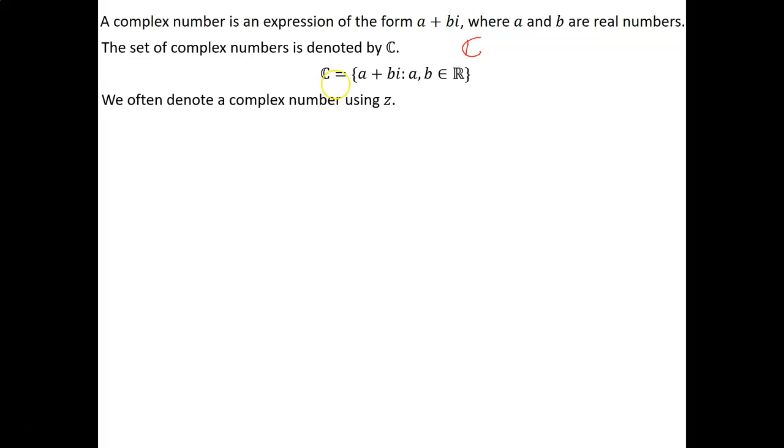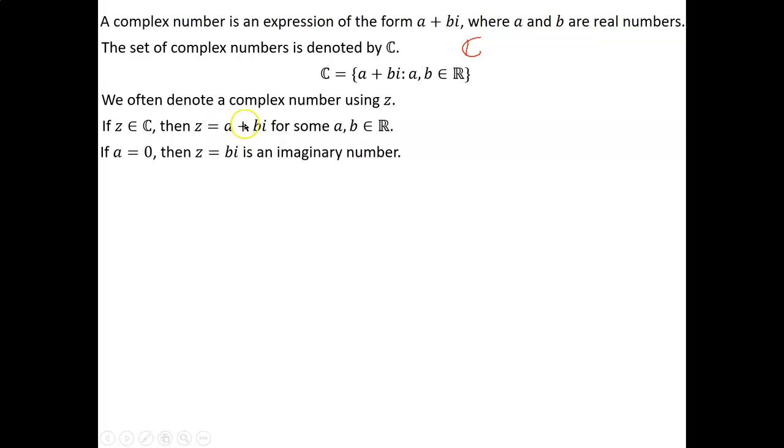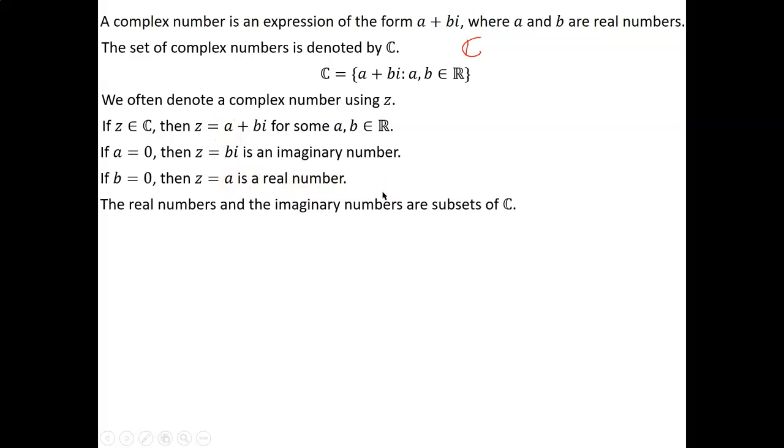We often use z to represent a complex number. And so if z is a complex number, then it is equal to a plus bi for some a and b that are real numbers. If the a part is equal to 0, then z is equal to bi, and it's called an imaginary number. If the b is equal to 0, then z is just equal to a, and it's a real number. The real numbers and the imaginary numbers are subsets of the complex numbers.